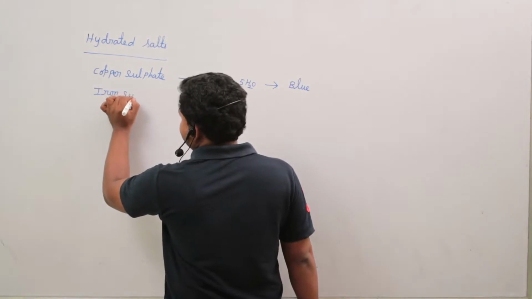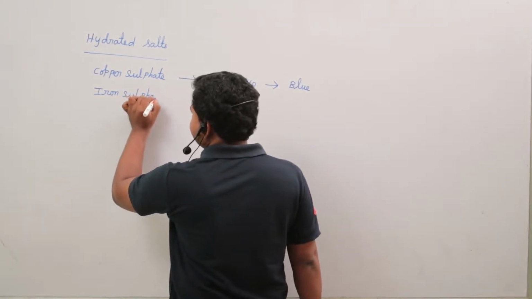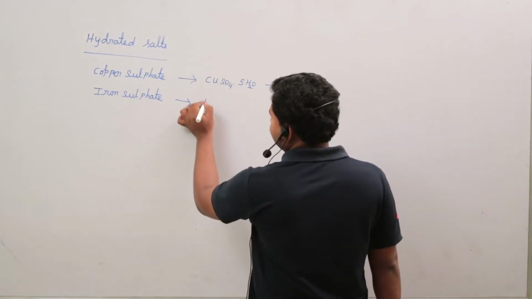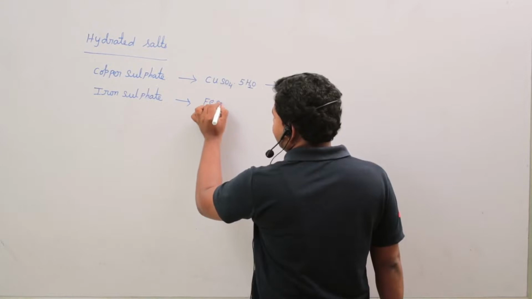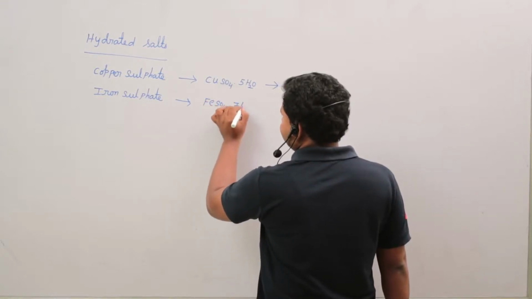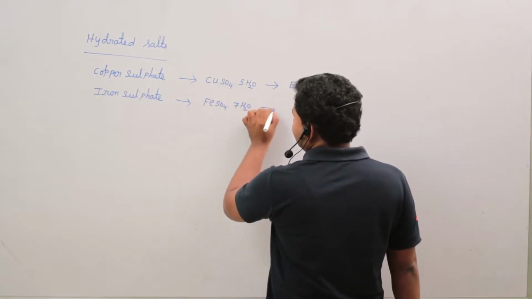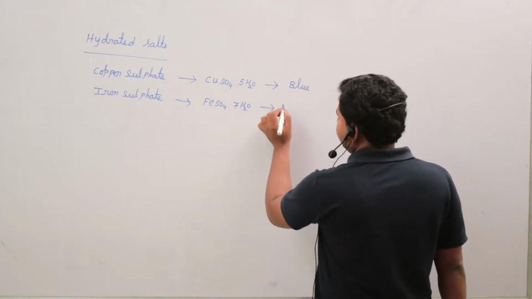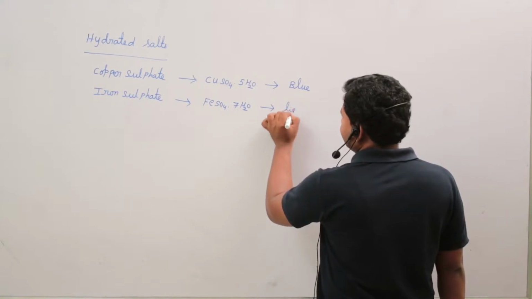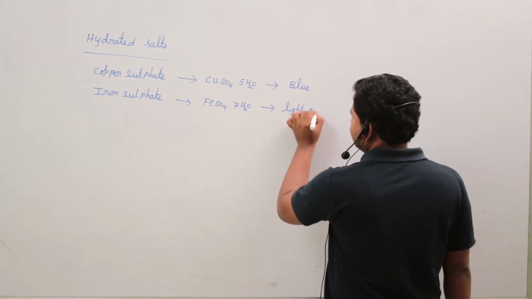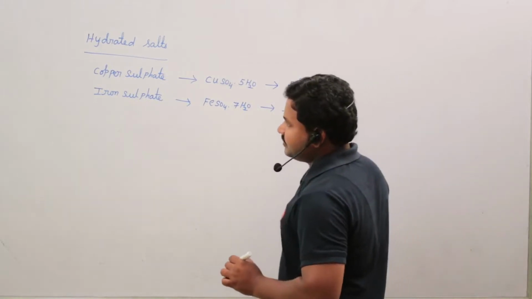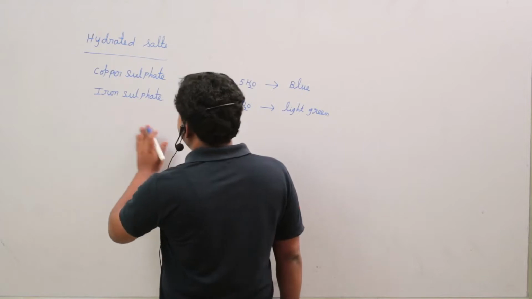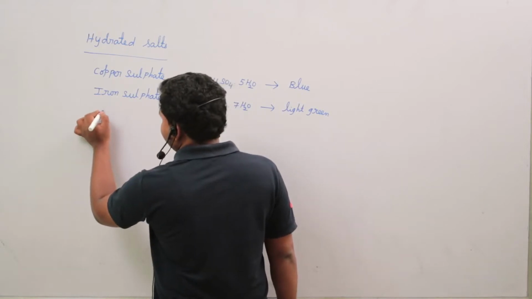And the next salt is iron sulfate. This is also called iron 2 sulfate. Formula is FeSO4 dot 7H2O, in light green color.